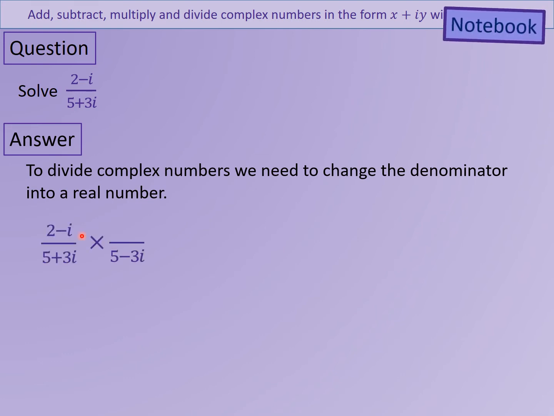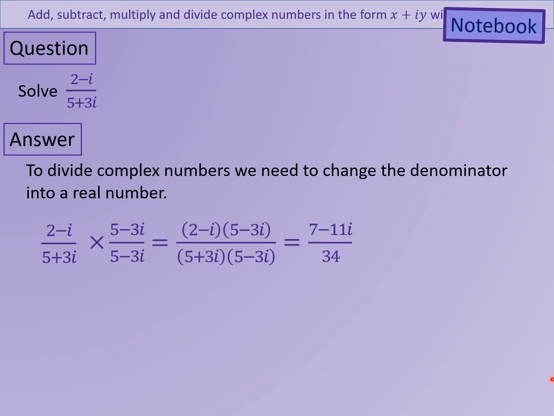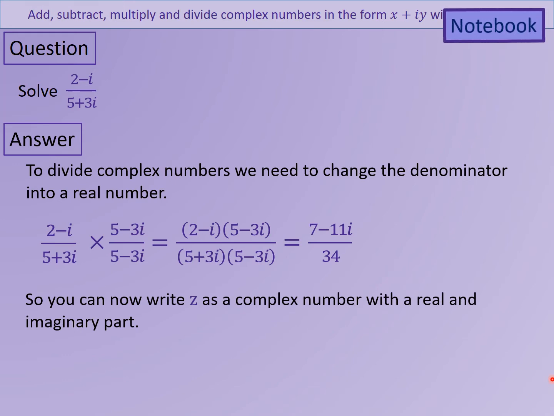But we don't want to change the value of the question that we start with. In order to do this, we need to make sure that the numerator and the denominator are the same. So both of these will be the complex conjugate of the denominator of the question. Multiplying these out and simplifying as we go, we can then write the complex number with a real and an imaginary part. So 2 minus i over 5 plus 3i can be written as 7 over 34 subtract 11 over 34i.